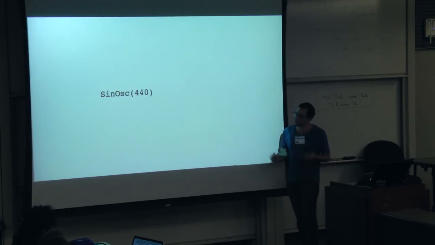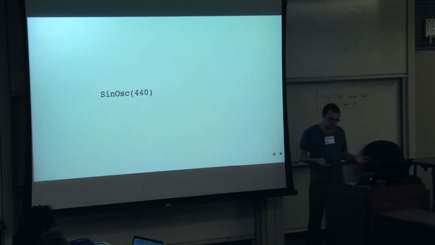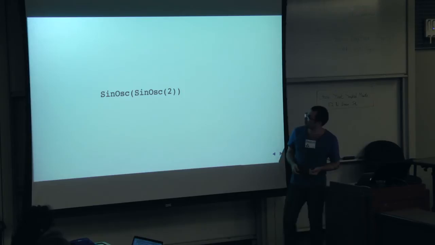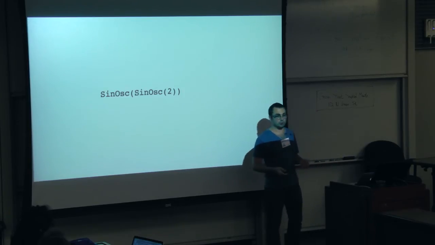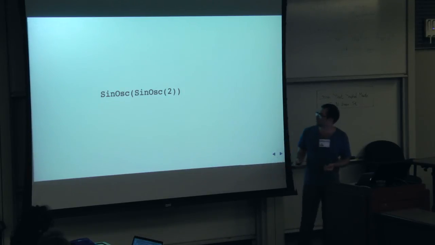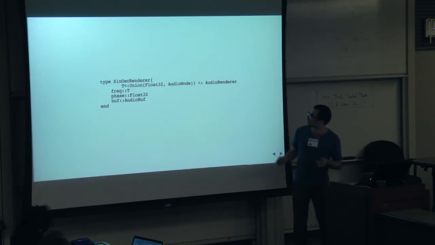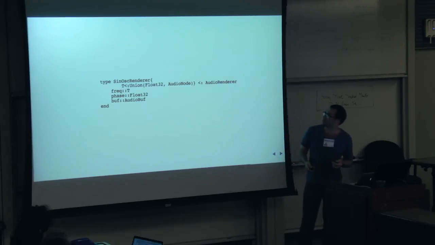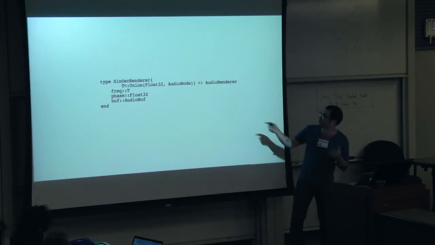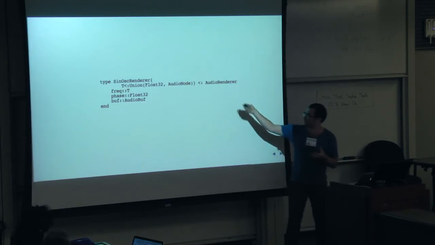Creating an oscillator with a constant frequency is really cool, but creating one with an oscillating frequency is cooler. So you can pass audio nodes as arguments to other audio nodes. And through the magic of multiple dispatch, you can handle that in your parametric types, when you're instantiating it.